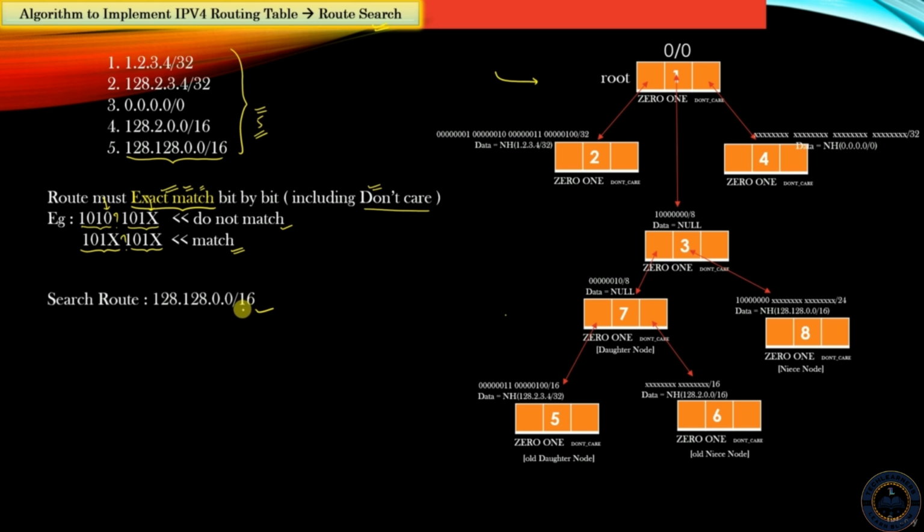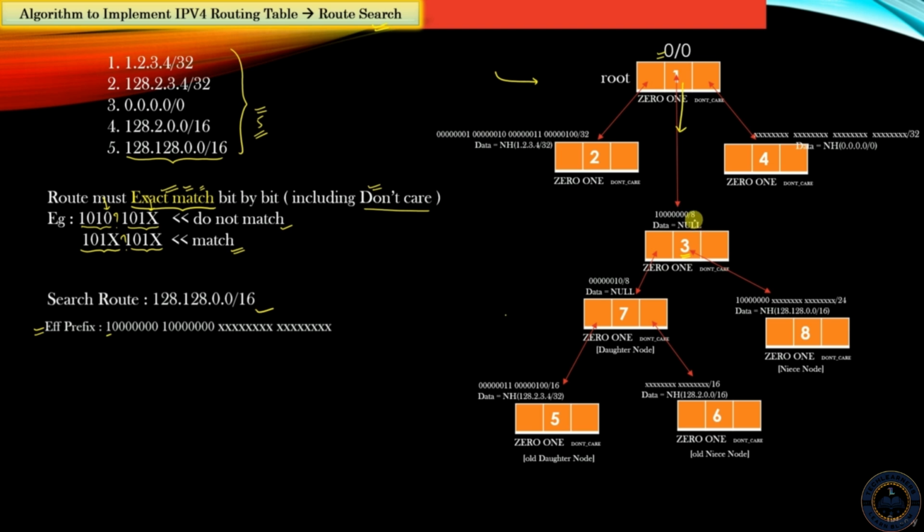128.128.0.0/16. So the very first thing that we need to do is to compute the effective prefix of this route. The following is the effective prefix of this route. Now the route search algorithm begins with the root node again. The very first bit of the effective prefix is 1, so I will take a path along the 1th child of the root node and I will land at node number 3.